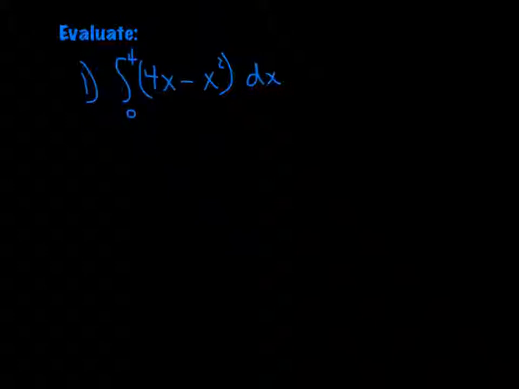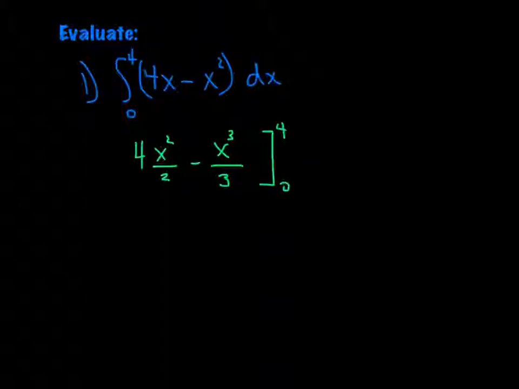So following my rules, I copy down the constant. X, the integral of x would be x squared over 2 minus x to the third divided by 3. Okay, and then we write it like this. We're going to evaluate this from 0 to 4. That's usually how we show it.